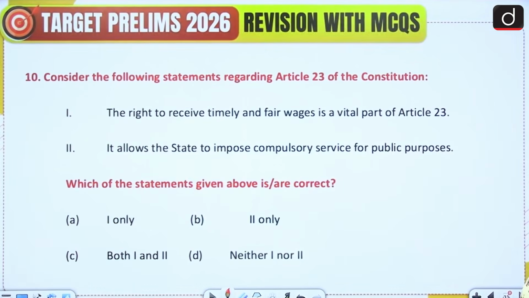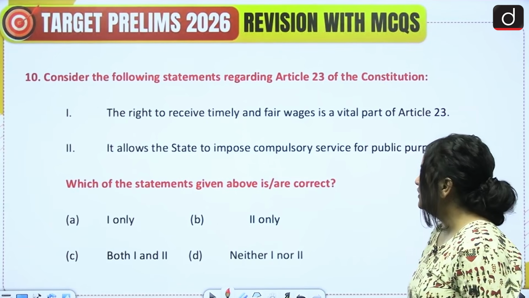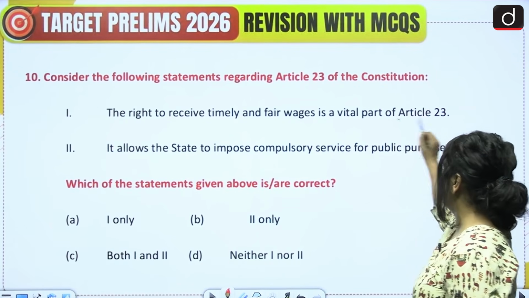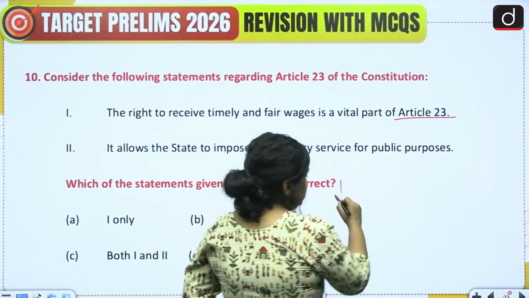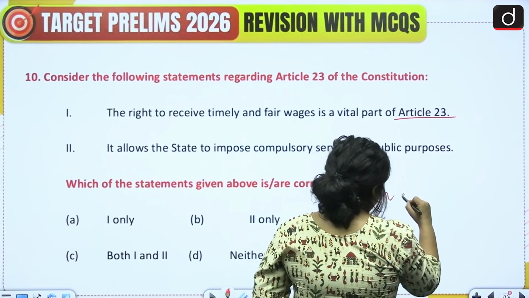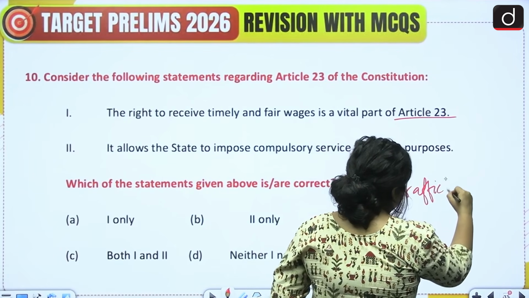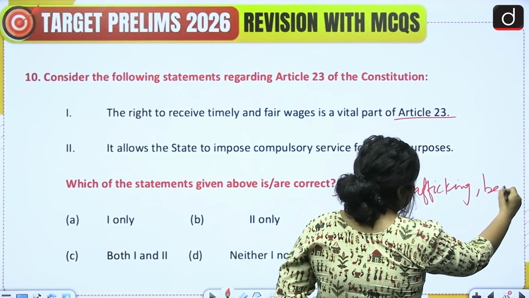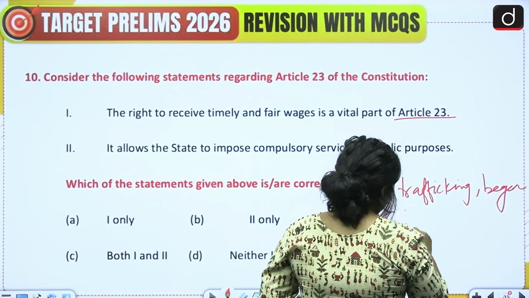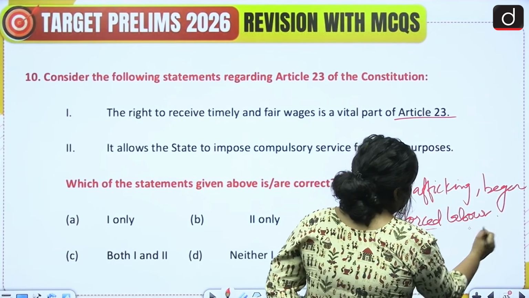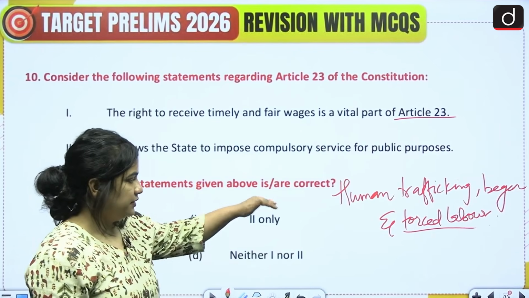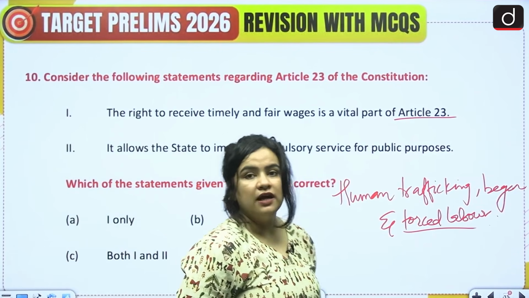The final question, consider the following statements regarding Article 23 of the Constitution. Statement 1, the right to receive timely and fair wages is a vital part of Article 23. Now, Article 23 of the Indian Constitution does deal with prohibition on human trafficking, begar, and other forms of forced labor. Now, this is the essential meaning that is defined in Article 23.